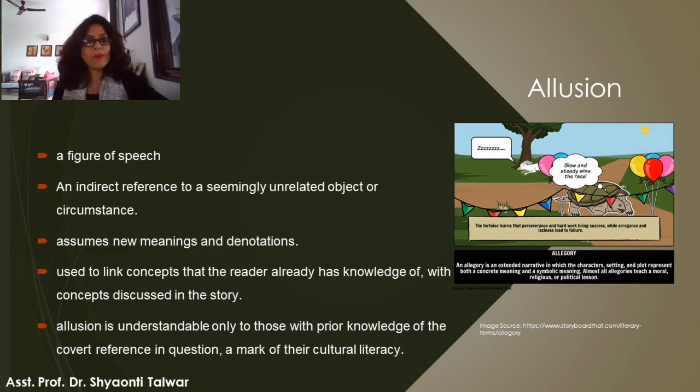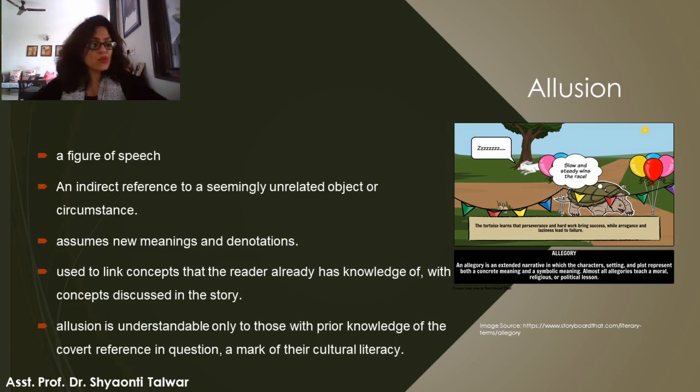Now, this is only possible if I am sure that she also knows the hare and the tortoise story. So, this is what is meant by a shared cultural literacy. If I tell this to someone who has no idea or whose culture does not include this story, that person will have no clue as to what I'm talking about, right? So it will only make sense when both of us have prior knowledge of the covert reference in question. Covert reference is the indirect reference in question.